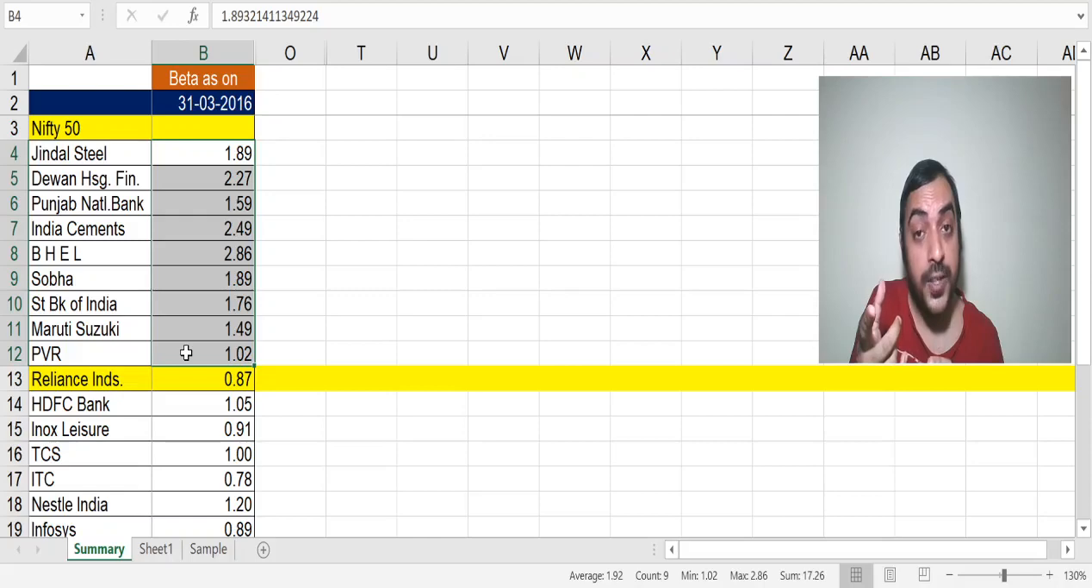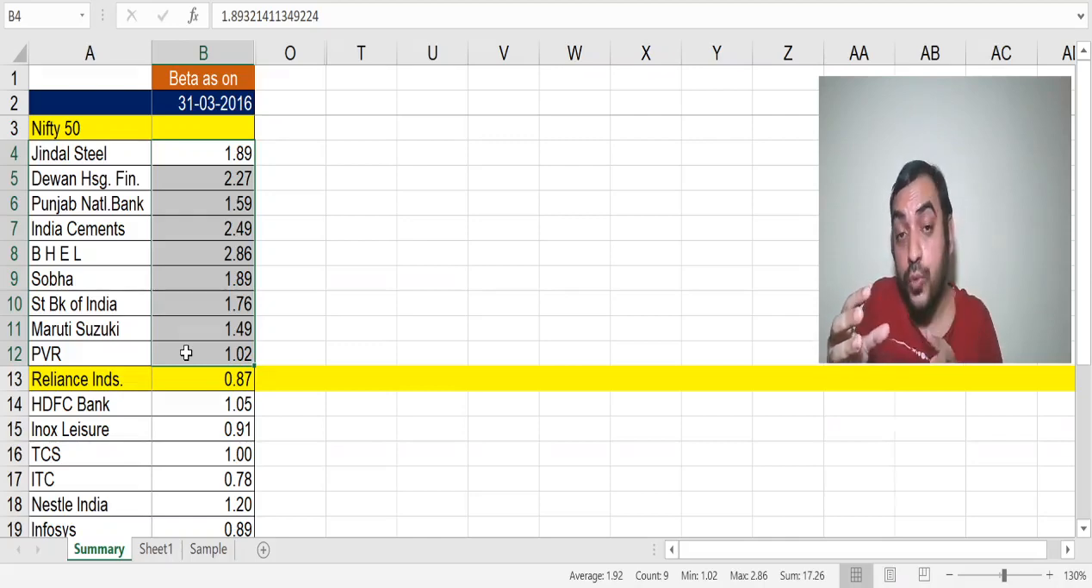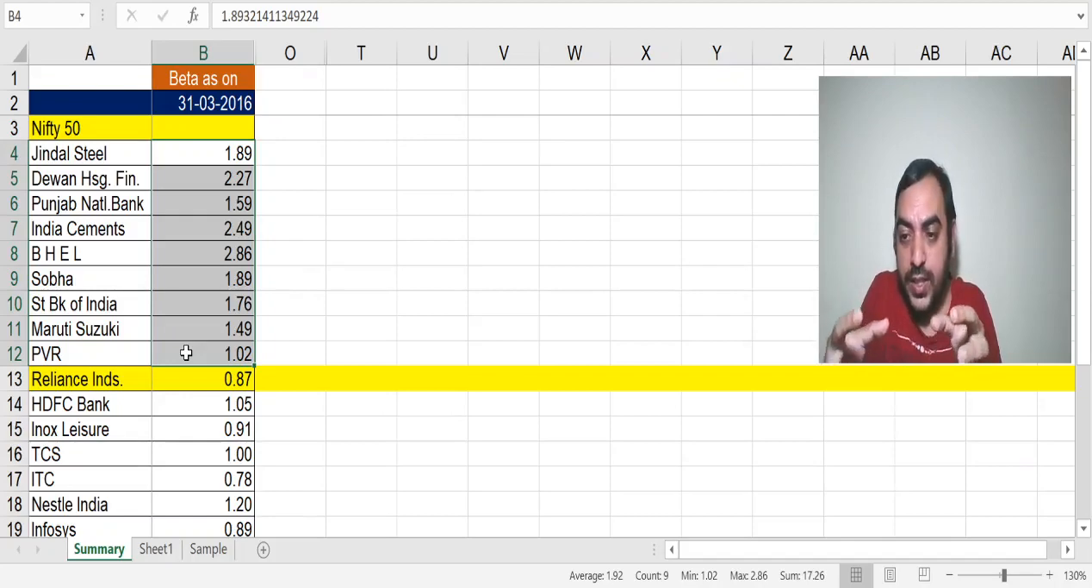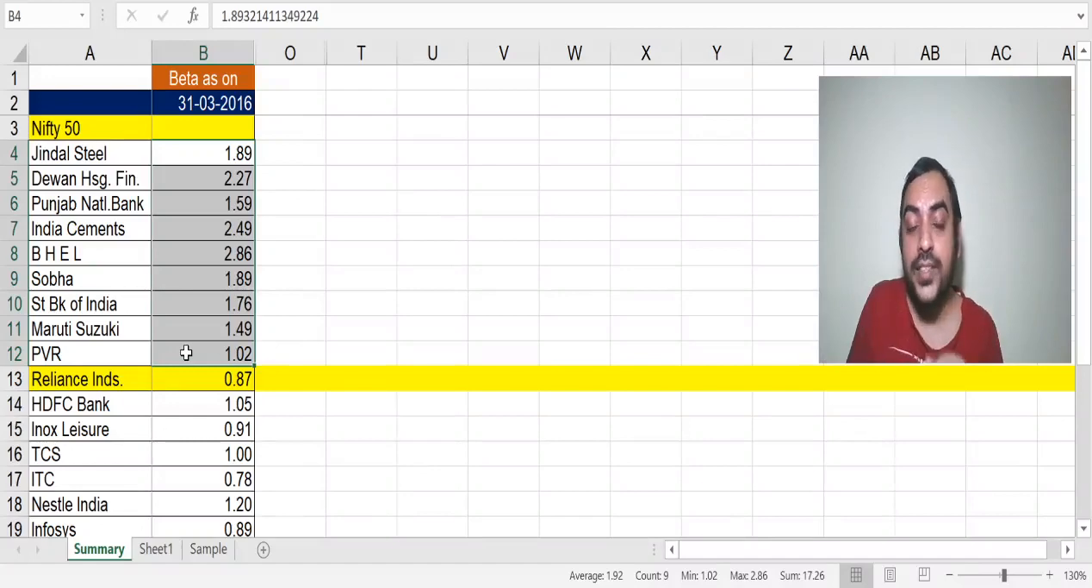You know what is the meaning of it? Beta more than 1 means the market return is 1% and the security return is more than that. When the movement is faster, when the risk is faster, the beta will be more than 1. So repeat once more: when the beta is equal to 1, that means security return and market return are moving in the same proportion, whereas when beta is more than 1, that means the movement of the security is faster.